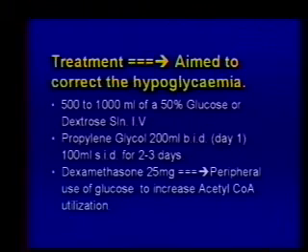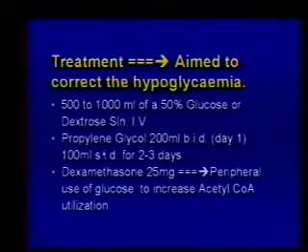The treatment is aimed to correct the hypoglycemia. This is a hypoglycemic condition. 500 to 1,000 mL of a 50% glucose or dextrose solution. Glucose is the enantiomer of dextrose, but we could use either. Or we can use propylene glycol, 200 mL twice a day on the first day, then 100 mL once a day for 2 or 3 days in a row.